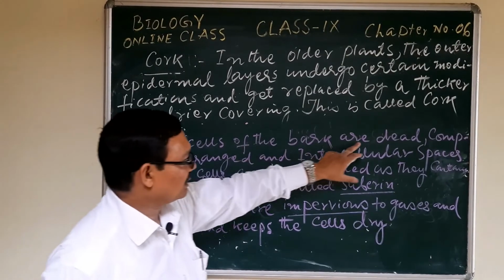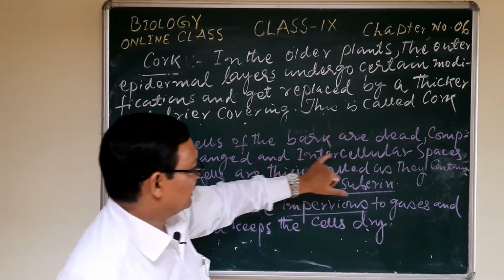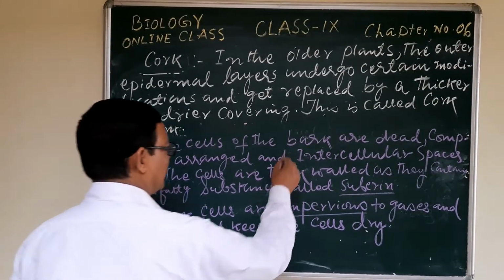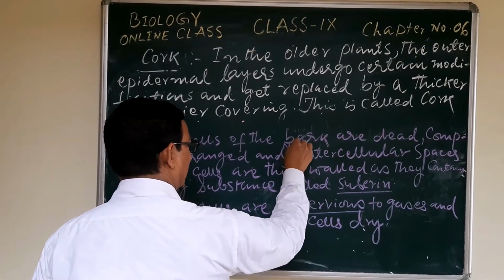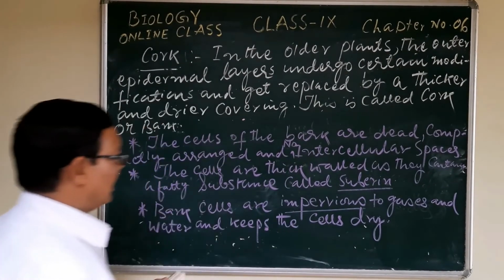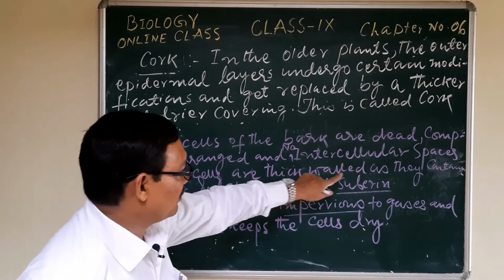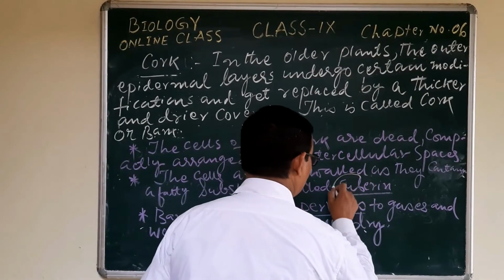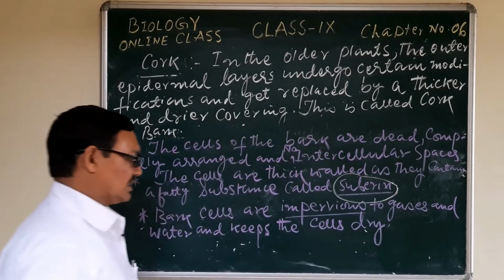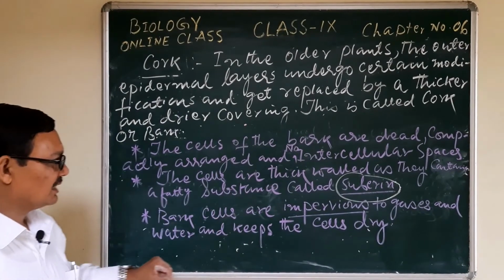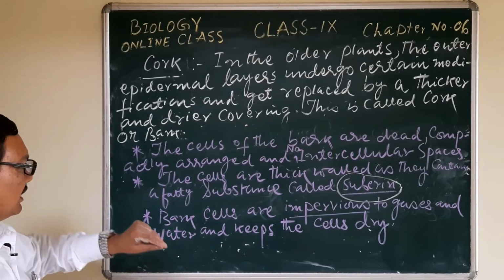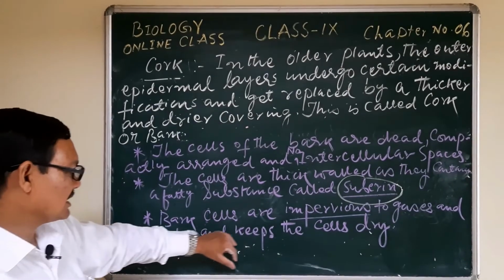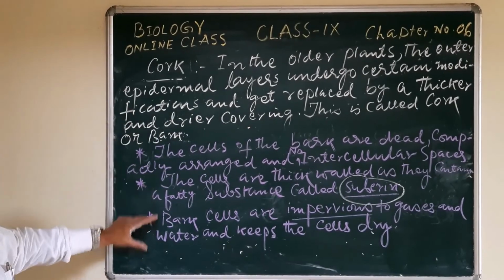The cells of the bark are dead, compactly arranged, and with no intercellular spaces. The cells are thick walled as they contain a special chemical substance, a fatty substance that makes them thicker and harder. Bark cells are impervious to gases and water and keep the tissue dry. So this is the fact about the cork.